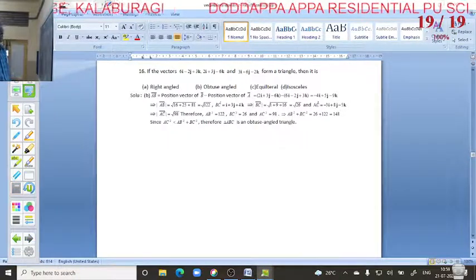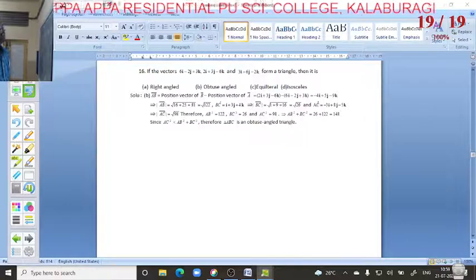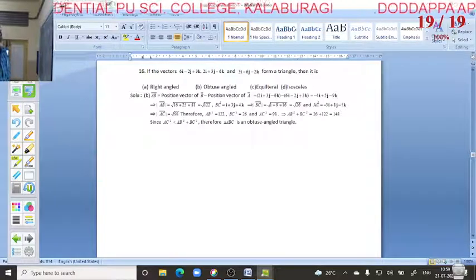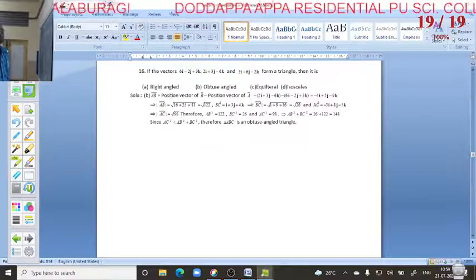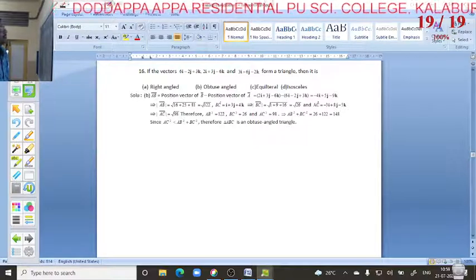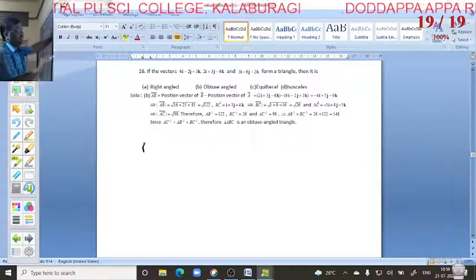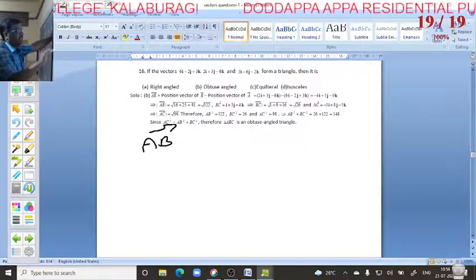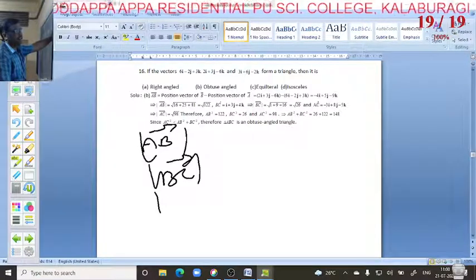Next, 16. If the vectors 6i minus 2j plus 3k, 2i plus 3j minus 6k and 3i plus 6j minus 2k form a triangle, then it is... So similar, very simple. You have to find the magnitude of vector AB, magnitude of vector BC, magnitude of vector AC.